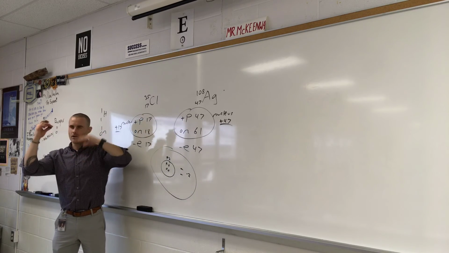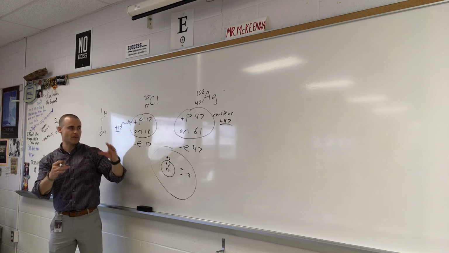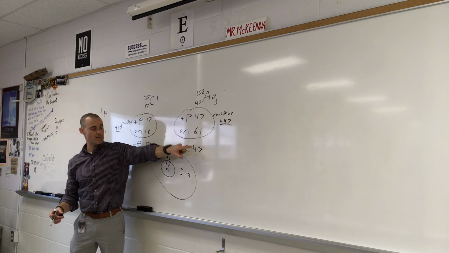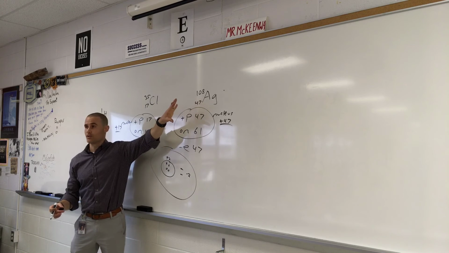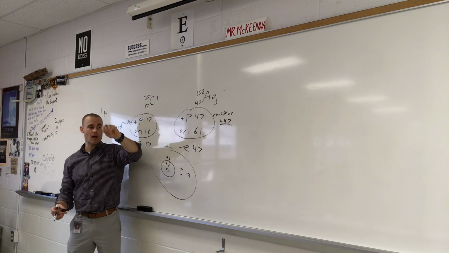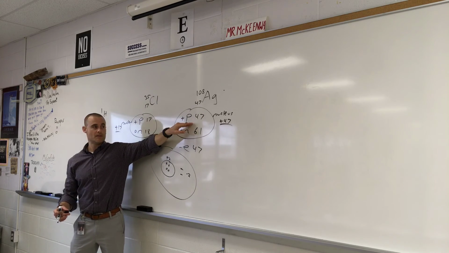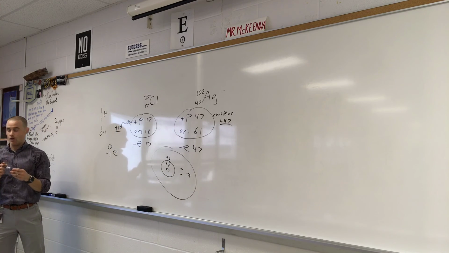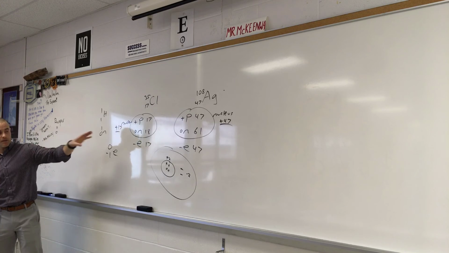So I know it gets a little confusing. You just have to think about it carefully. You have to say, all right, there's 47 protons here, but it also has 47 electrons. So the whole thing is neutral. However, you need to remember the nucleus is positive. That's a big thing here and a big difference between the nucleus versus the whole atom. All right? Hopefully that makes some sense.